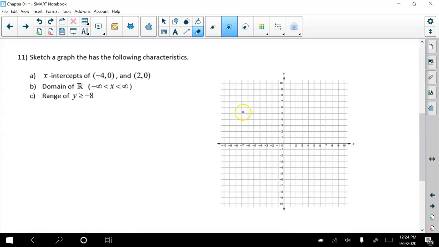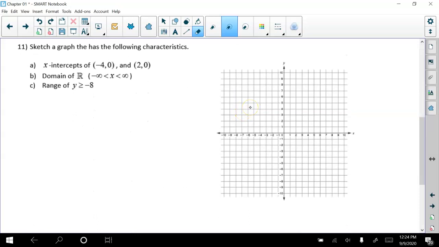And the last one, our x-intercepts are at negative 4, 0, positive 2, 0. Now the domain is all real numbers, so we're going all the way left, all the way right. And for y, it's greater than or equal to negative 8. So here's my line. We want to make sure we touch that line, but we never go past it. So a quick way to do that would be a parabola.